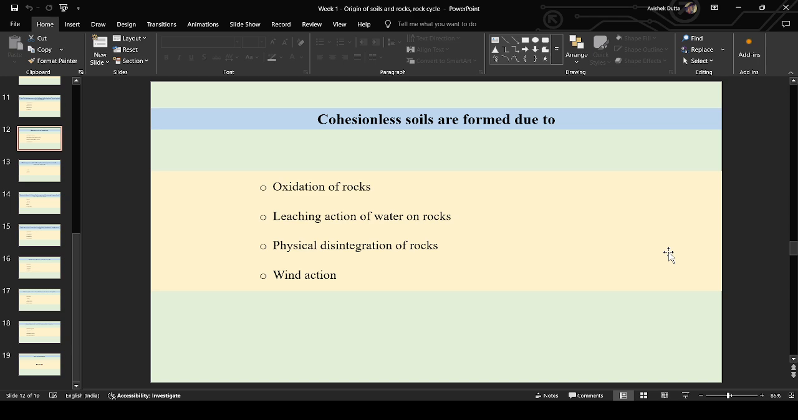So cohesionless soils are formed due to oxidation of rocks, leaching action of water on rocks, physical disintegration of rocks, or wind action. I hope it was clear. I'll go to the next question now.